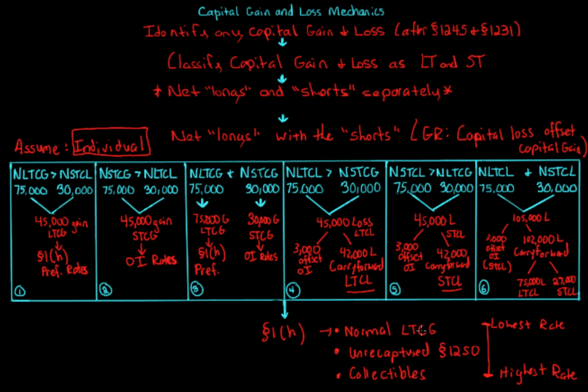So that's really Section 1H. Again, we apply the normal long-term capital gain preferential rates that we've been talking about, if we have Section 1H items. Here in Example 1, we have Section 1H. In Example 3, we have Section 1H. All the losses just simply offset and they carry forward.